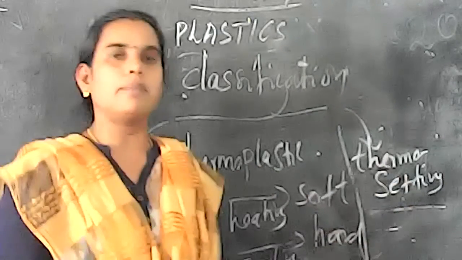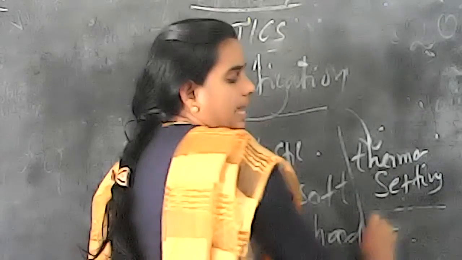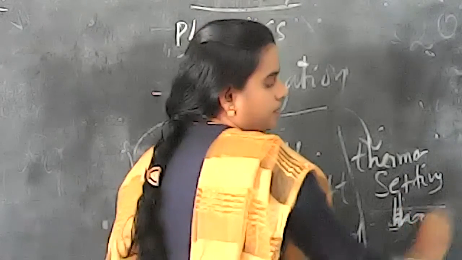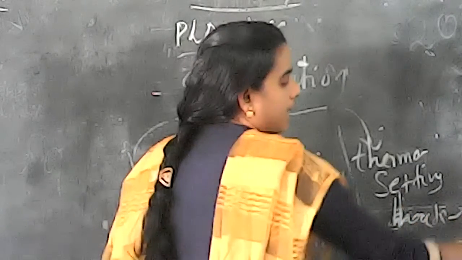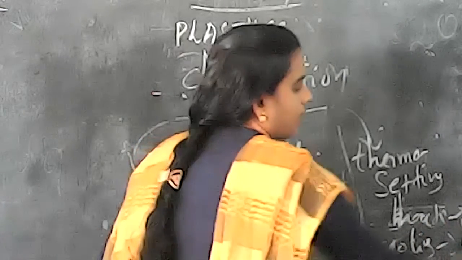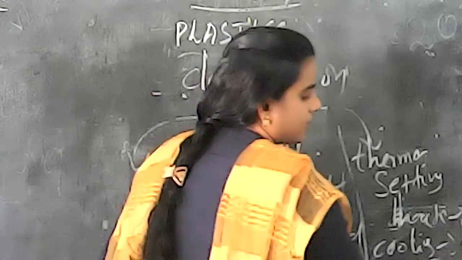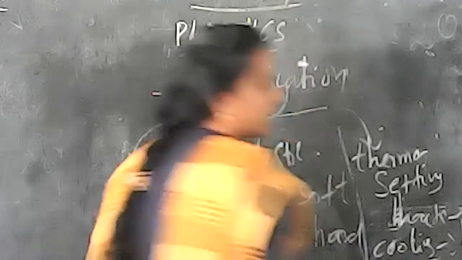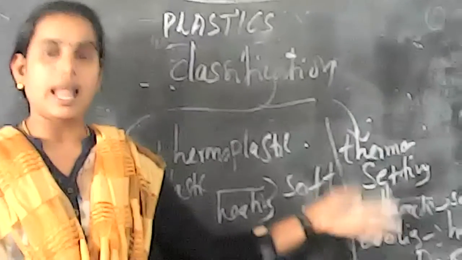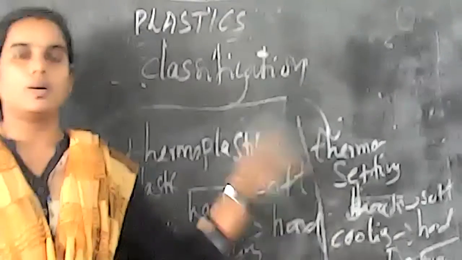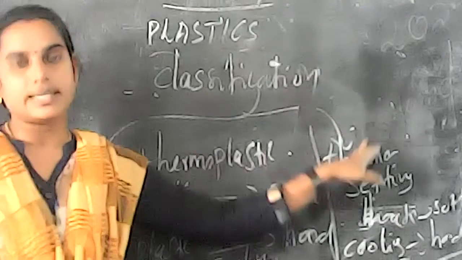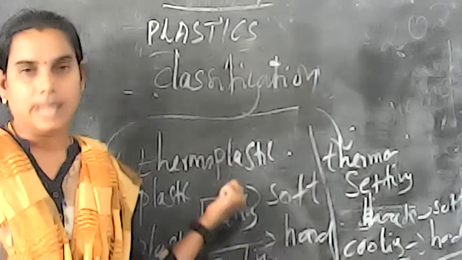And for thermosetting plastic, this kind of plastic gets soft by heating, and by cooling it gets hardened permanently. So we can never repeat this process. It is not a reversible process. That is, it is a physical as well as chemical change. So what are the two classifications of plastics here? Thermoplastic and thermosetting plastic.